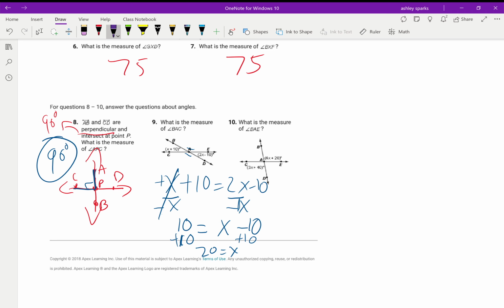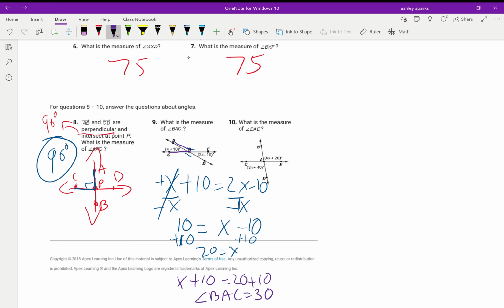Oh, sorry, I wasn't quite done. Once you do that, it asks for the measure of BAC. So BAC is here. That is x plus 10. We just solved x to be 20, so that would be 20 plus 10, or angle BAC equals 30. So just be careful. Don't be like me. Apex probably wants you to plug things back in, and you would get 30 there.